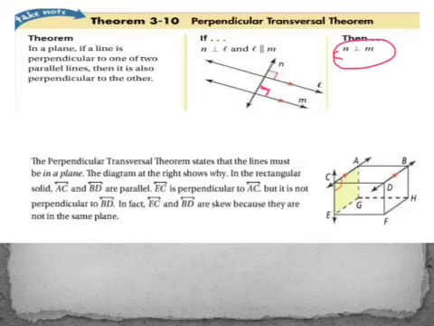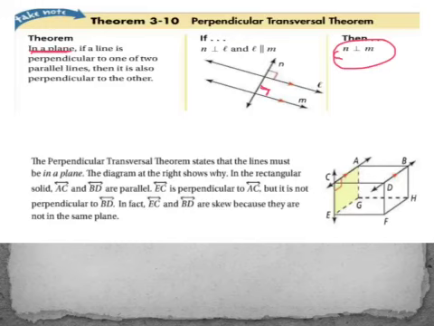Now, in the perpendicular transversal theorem, which is what we see here, lines must be in a plane. So the diagram at the right shows why. In the rectangular solid, AC and BD are parallel. EC is perpendicular to AC, but it's not perpendicular to BD. EC and BD are skew because they're not in the same plane. So this only works, underline it, make a note of it, if they're in the same plane.